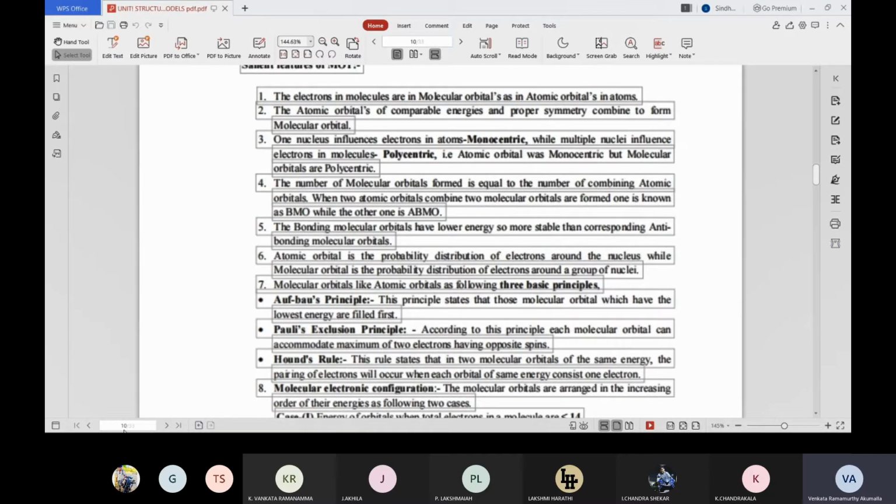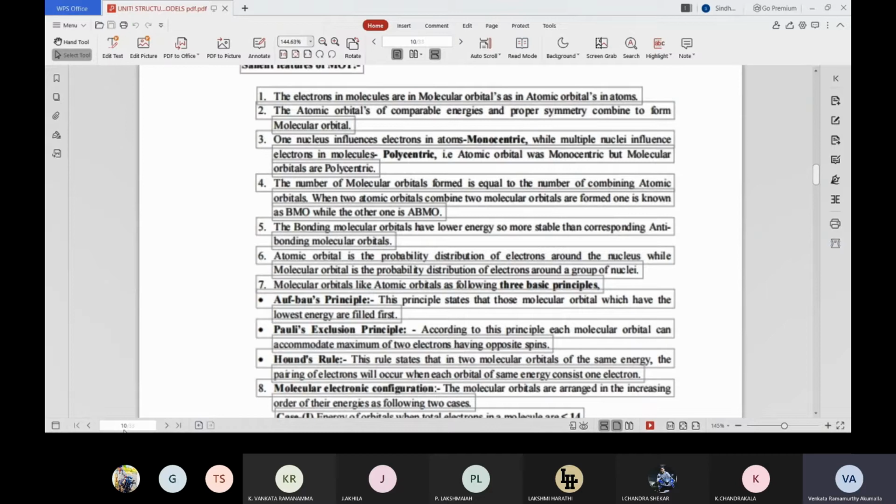And the second one is Pauli's exclusion principle. According to this principle, each molecular orbital can accommodate a maximum of 2 electrons having opposite spins. Any orbital must be filled with only 2 electrons. That is Pauli's exclusion principle. Any s orbital, any p orbital, any d orbital is filled with only 2 electrons of opposite spins. That is the rule called Pauli's exclusion principle.